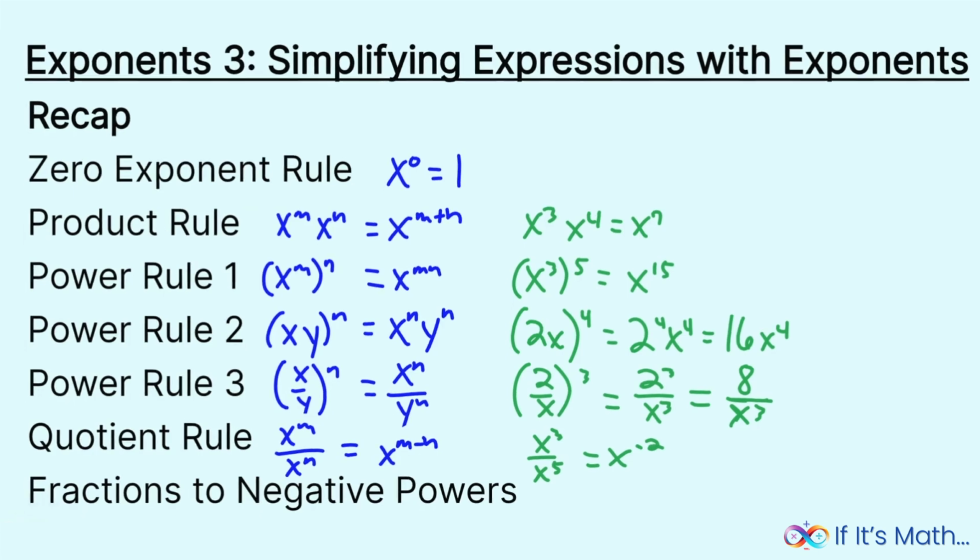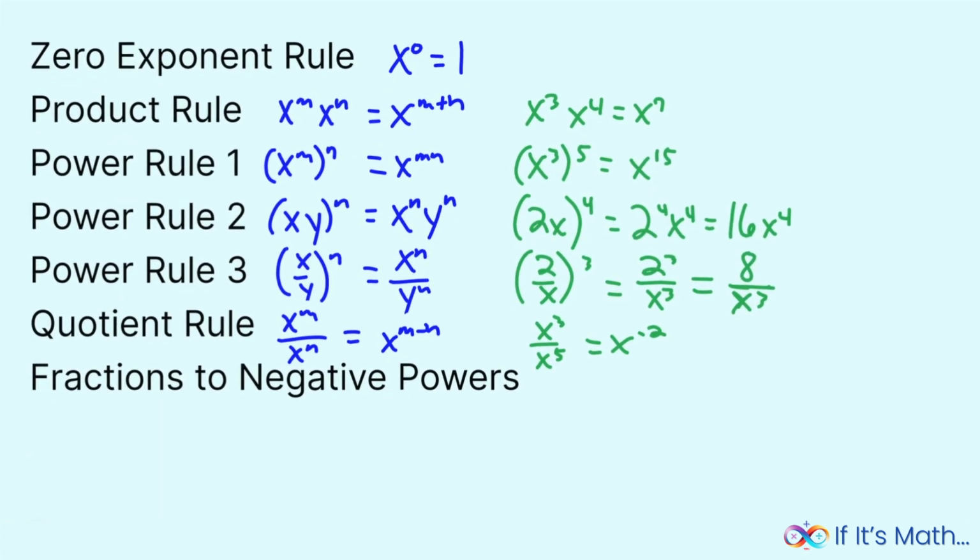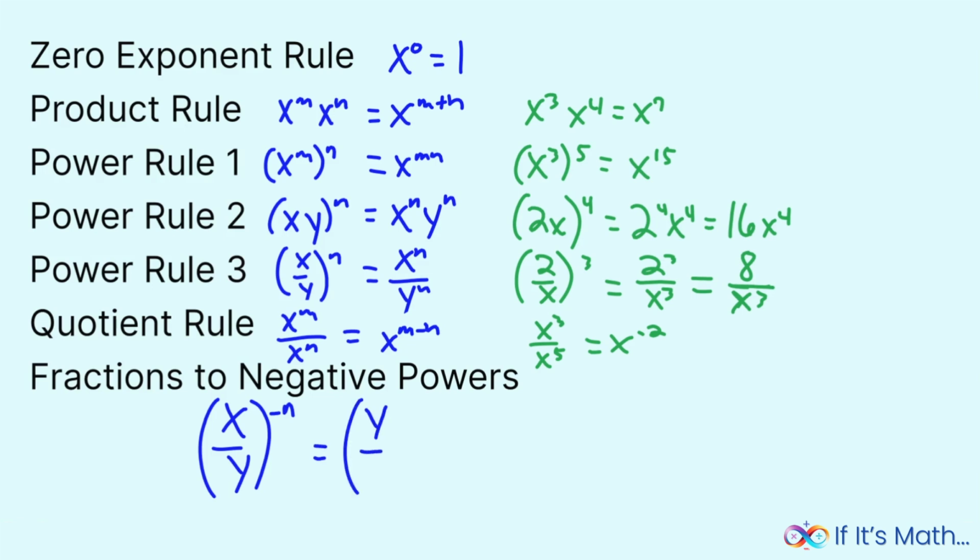Then the last rule I want to take a look at is fractions to negative powers. What this is looking at is what if you have, say, x over y to the negative n. What that told you is that you can flip it and then raise it to the positive exponent. So that is the same thing as y over x to the positive n.